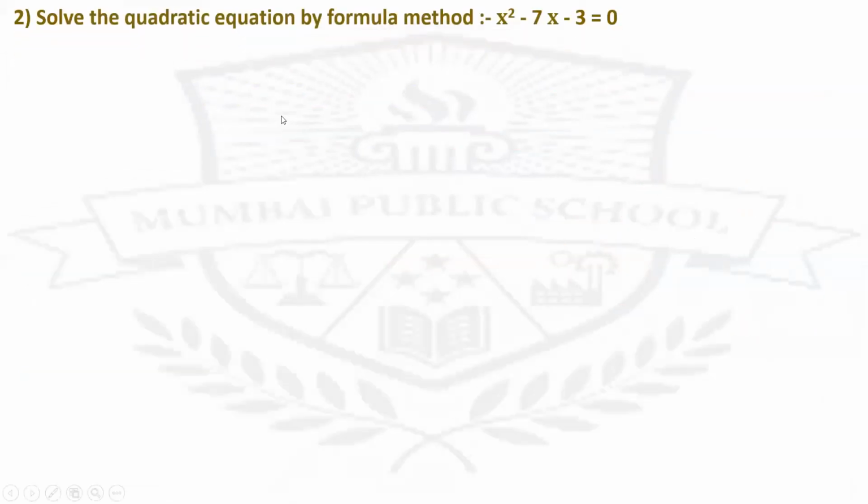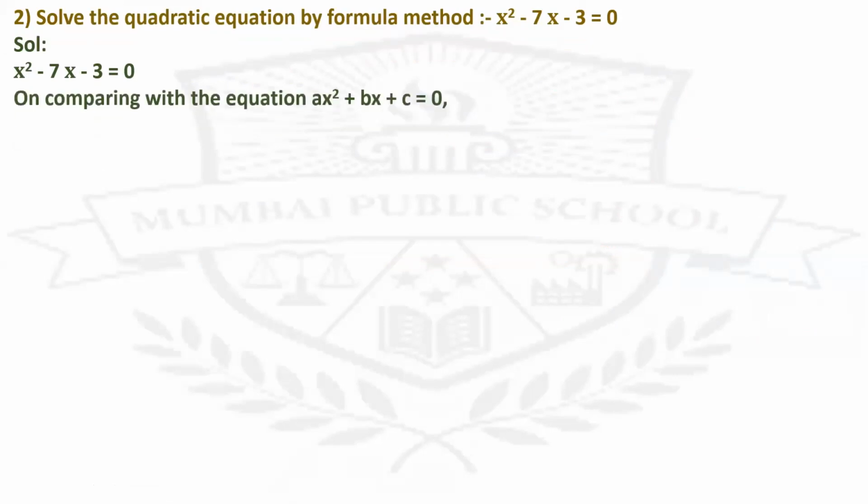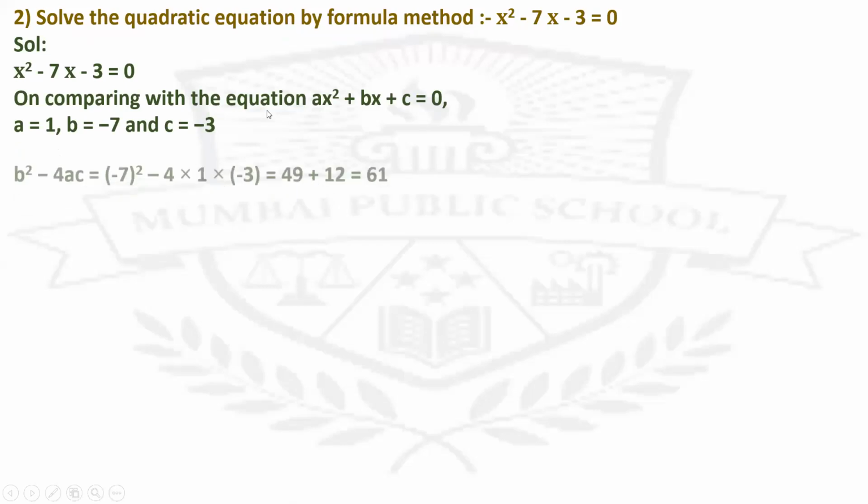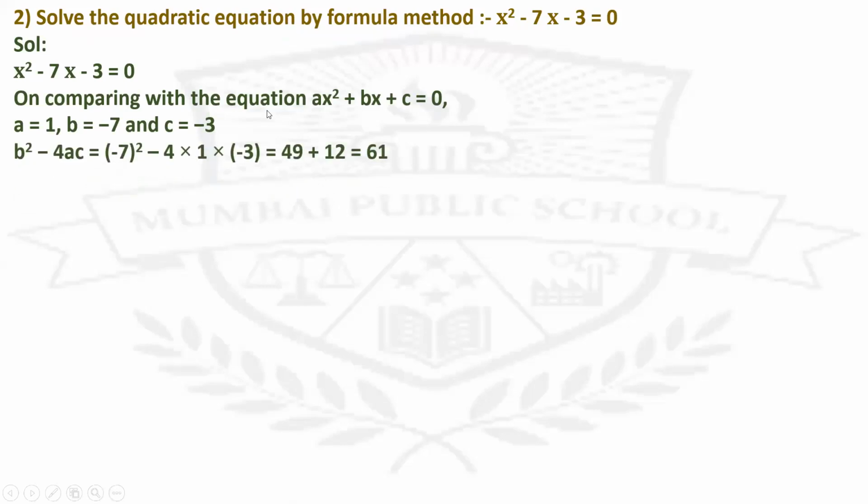Now solve the quadratic equation by the formula method. Check here, they have mentioned that you have to do it by the formula method. So for the formula method, you should know the formula. We'll just go on comparing with the equation ax squared plus bx plus c equals 0. a equals 1, b equals minus 7, and c equals minus 3. So here you're going to find the value of b squared minus 4ac.